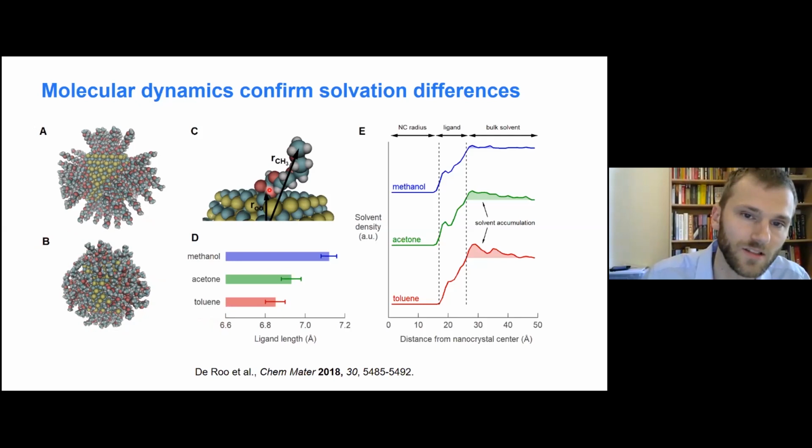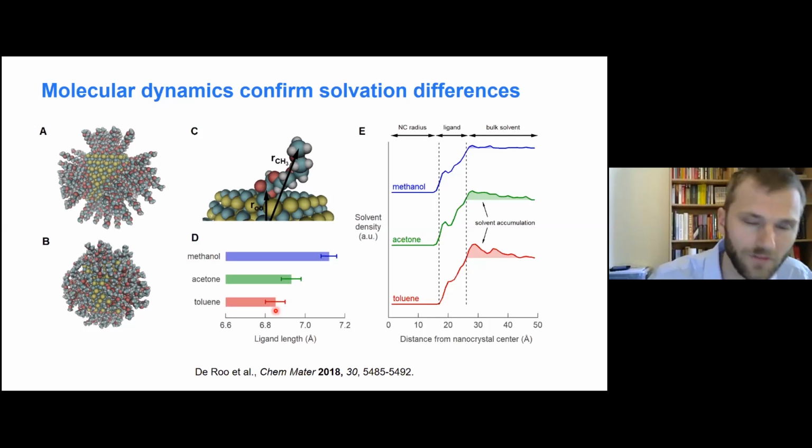Now, their extension, so how far they are extended in space, depends on the solvent. So in methanol, in which the ligand shell is much more swollen, they're a lot further extended than, for example, in toluene. So this is what we propose, that the line width depends on the solvation of the ligand shell. And these molecular dynamics simulations seem to confirm that.